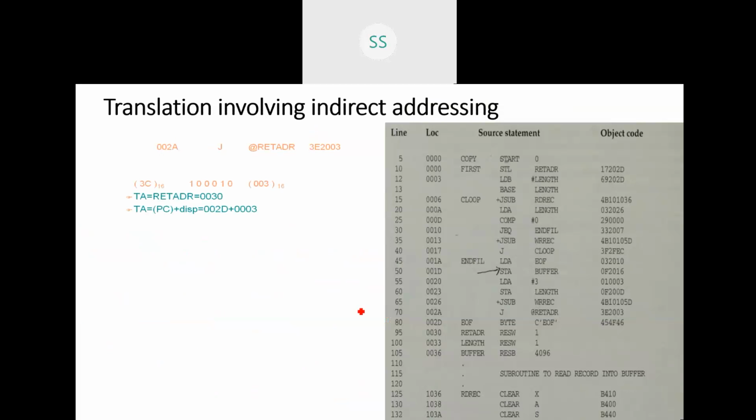Now, the other one that we have to deal with is indirect addressing. How do you know it is indirect addressing? By seeing the @ symbol. So we'll take the example in line number 70. In line number 70, we have the instruction J, and it has the @ symbol, which shows that we are going to use indirect addressing. And what is this? This is the location, that is, the return address.